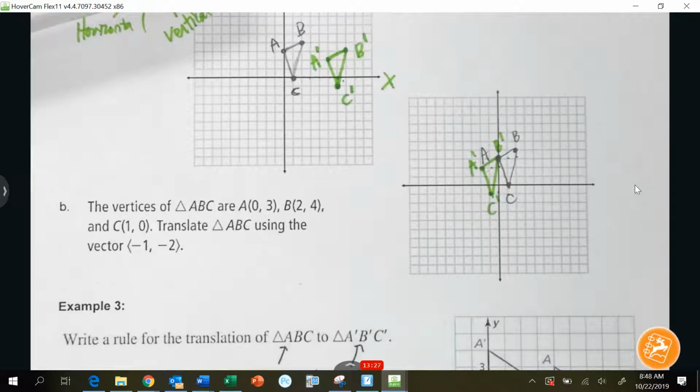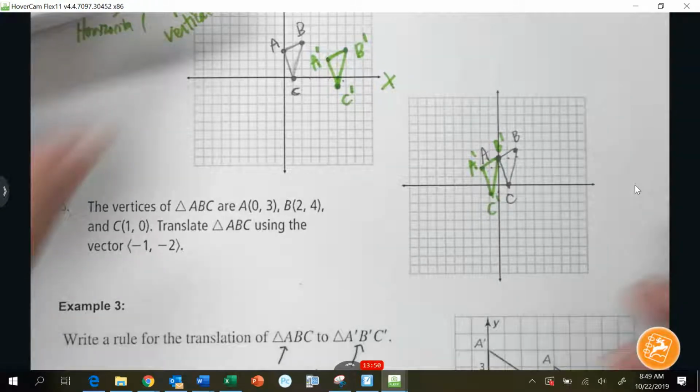You okay? Make sure you are labeling your points, especially with the primes, because especially when it's something new that you've not done before, you will not remember it unless you do it. If I do it, you should do it. Right? If I do it, you should do it. Okay. Example 3.